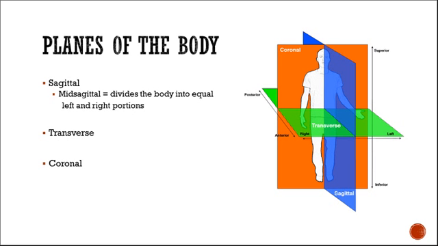Transverse. This is a section that divides the body into superior and inferior portions, or the head portion and the feet portion. Coronal, also sometimes called frontal, it divides the body into anterior and posterior sections. So it's going to divide the body into the front of our body and the back of our body.